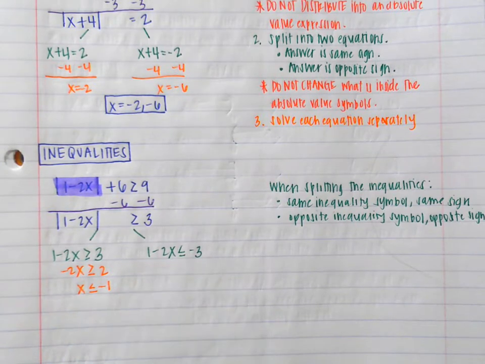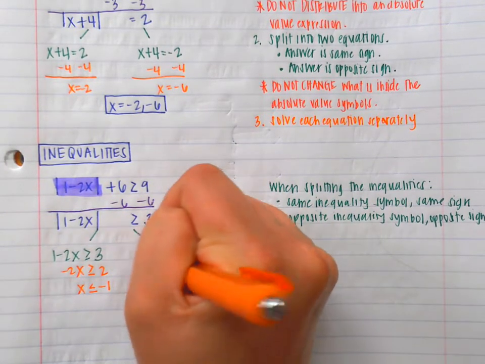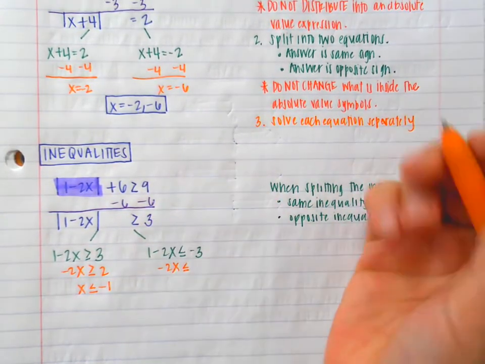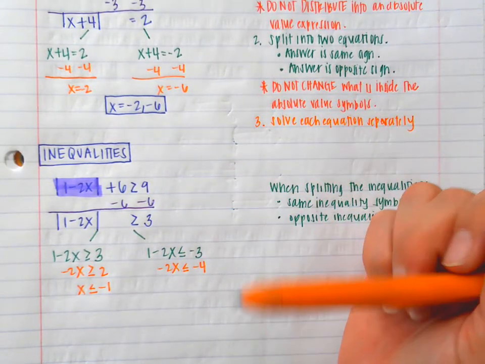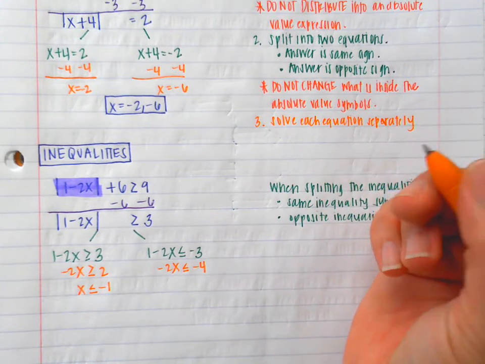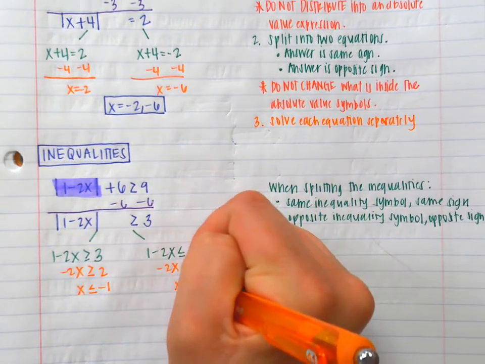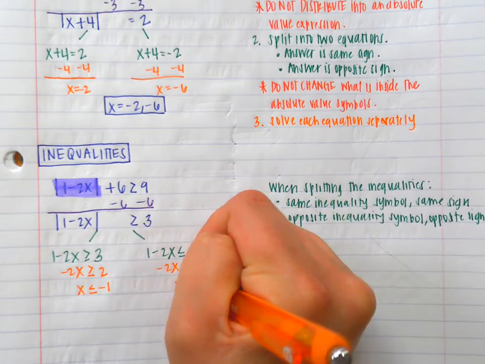Let's find the second one. Subtract 1 from both sides. I have negative 2x is less than or equal to negative 4. Divide both sides by negative 2. Again, we're dividing both sides by a negative number, so I'm going to flip the inequality sign. x is greater than or equal to 2.